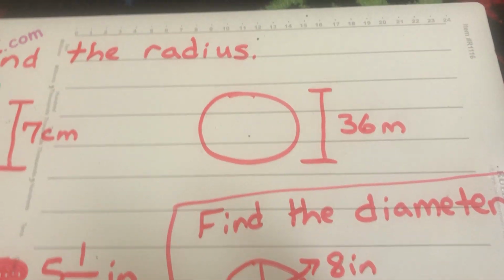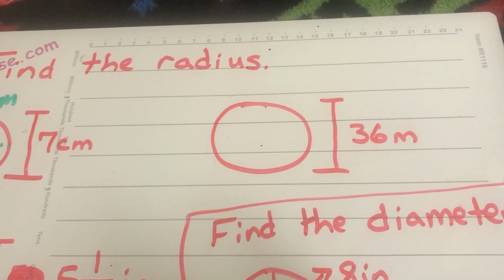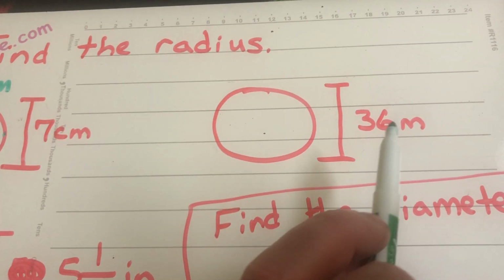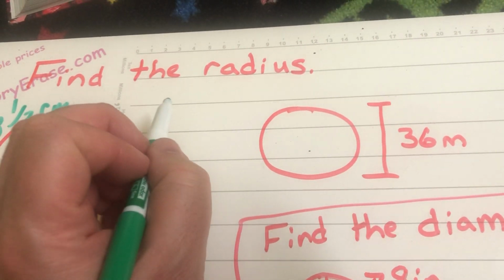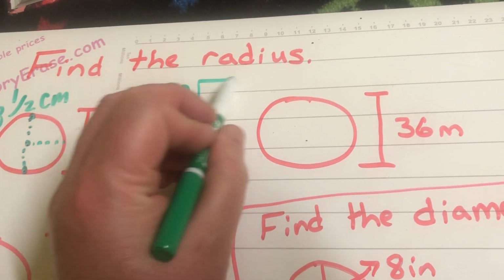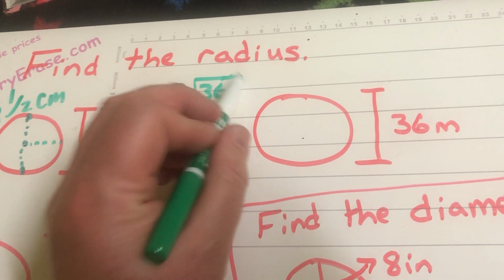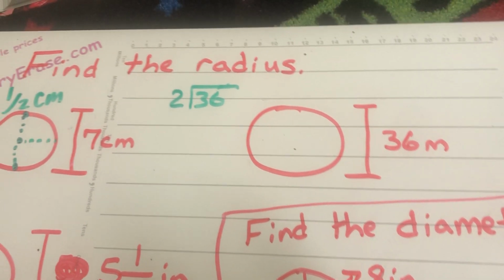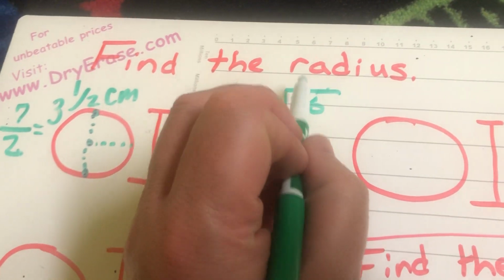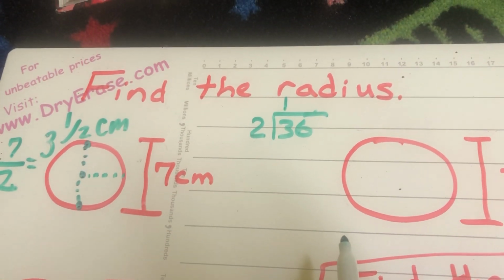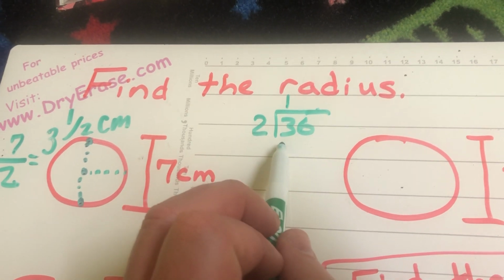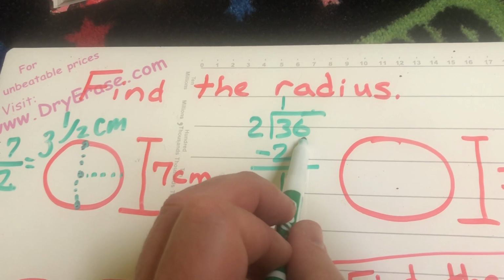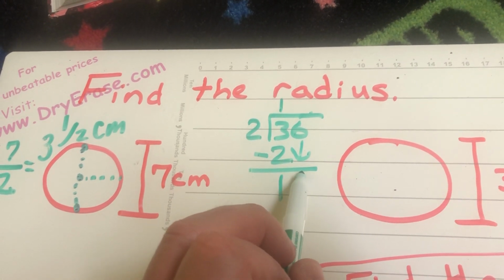Here I have the diameter is 36 meters. So once again, I would just divide. Now, this may not be as much mental math. So in this situation, if it was me, I would just go 2 into 36. Now, I know that this is an even number. It ends in 6, so I know it's going to work out evenly. 2 can go into 3 one time. 2 times 1 is 2. 3 minus 2 is 1. I'm going to bring the 6 down.